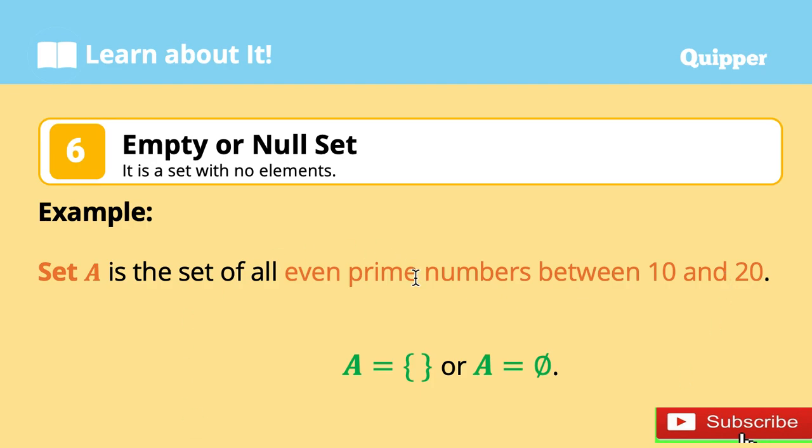We denote this set by A equals this symbol or this symbol. This means that the set is an empty or null set.